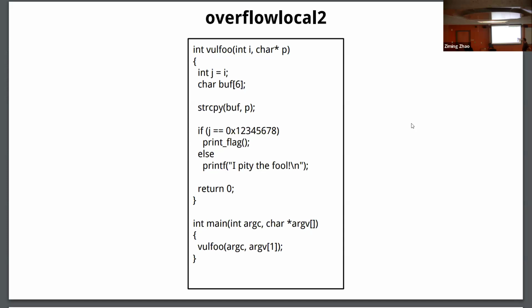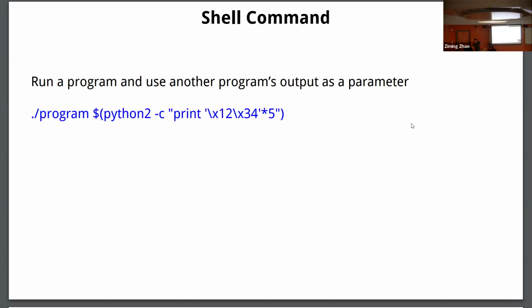So you need to do a disassembly first to verify the buffer size. In this case, it's very likely to be 6. Then you think about how to override the j's value. Some commands I want to show you.